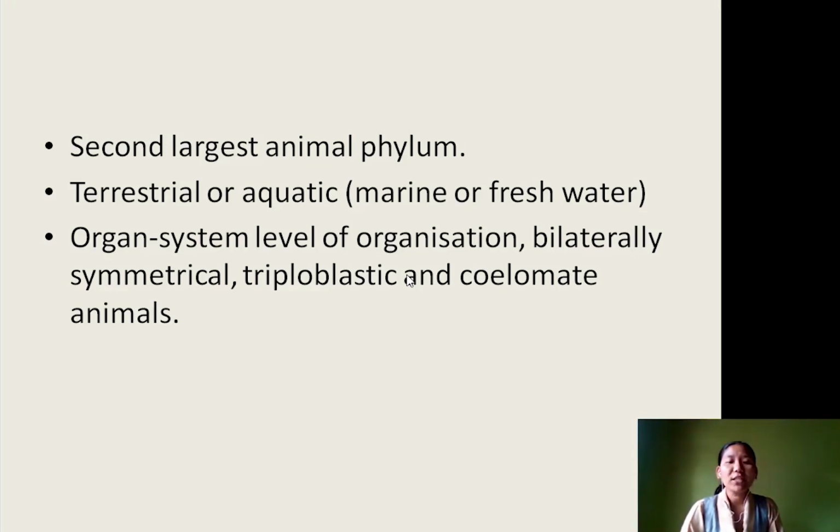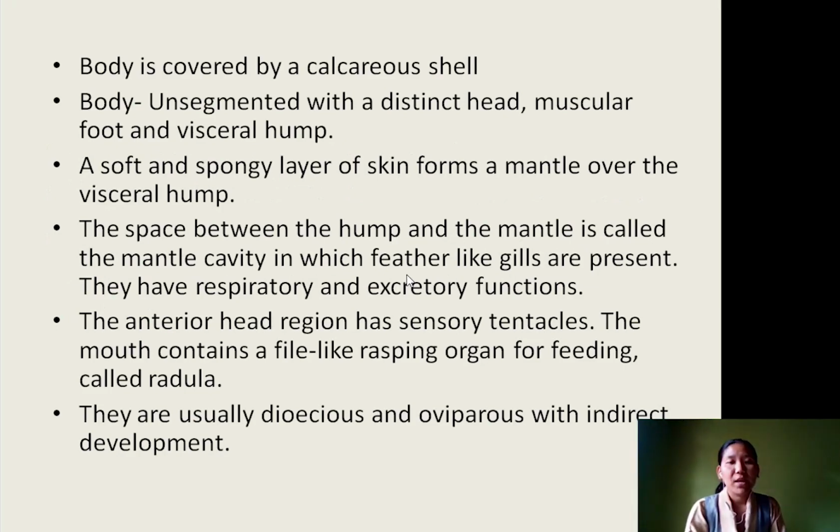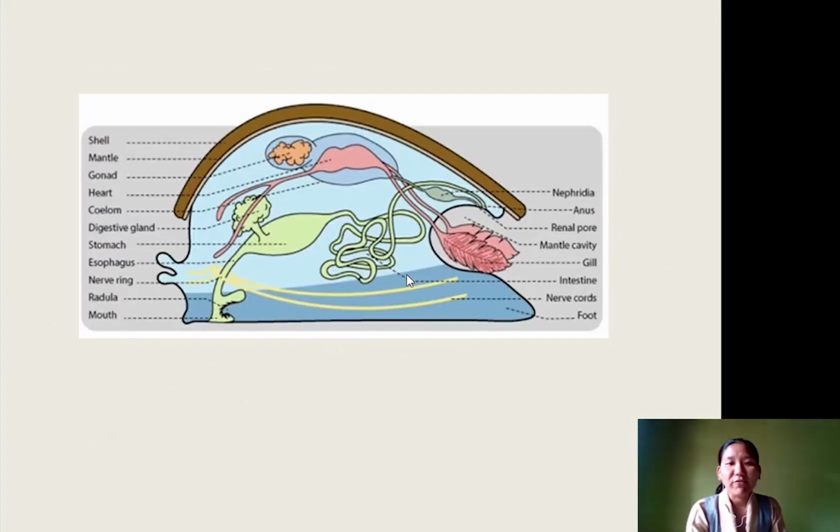They have organ system level of organization. The body is bilaterally symmetrical, triploblastic, and coelomate. They have a calcareous shell because they have a soft body and they need protection. The body is unsegmented, but they have a distinct head, muscular foot, and visceral hump.